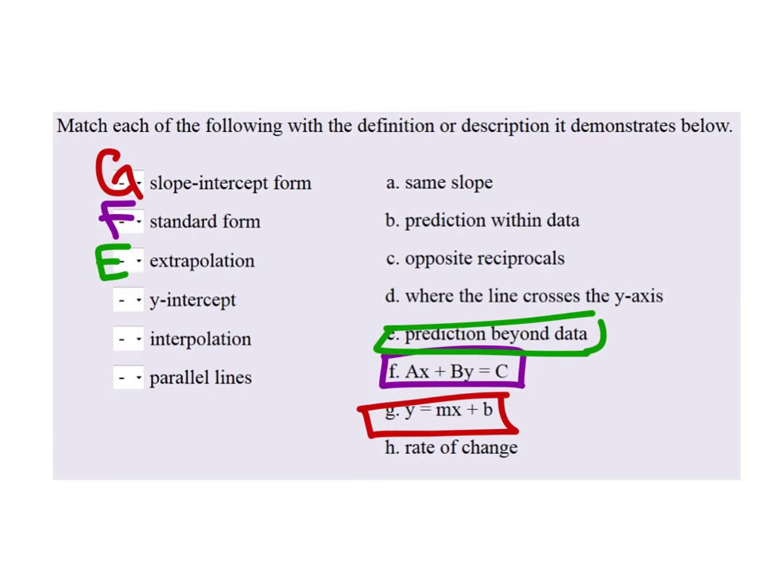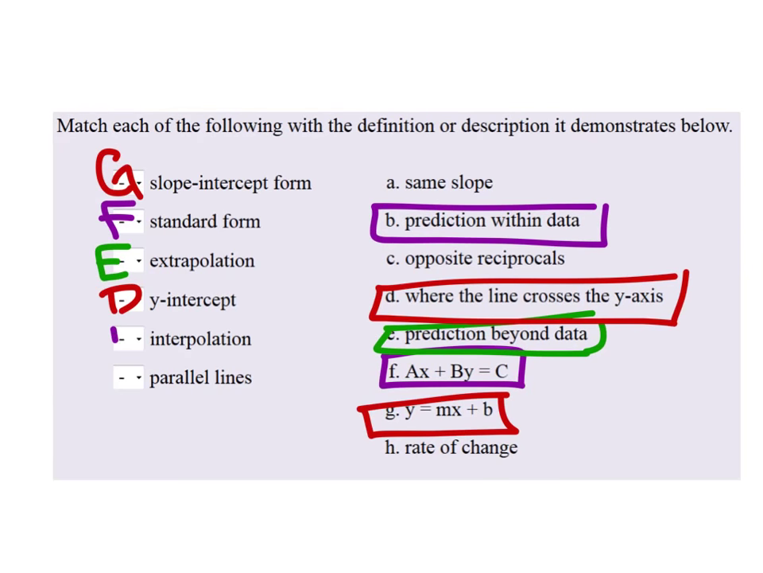The y-intercept, where the line crosses the y-axis. That looks good. Looks like we kind of have a pattern here as well. And interpolation would be inside the data, so B. And then finally, parallel lines have, at least with these options, the same slope, so A.